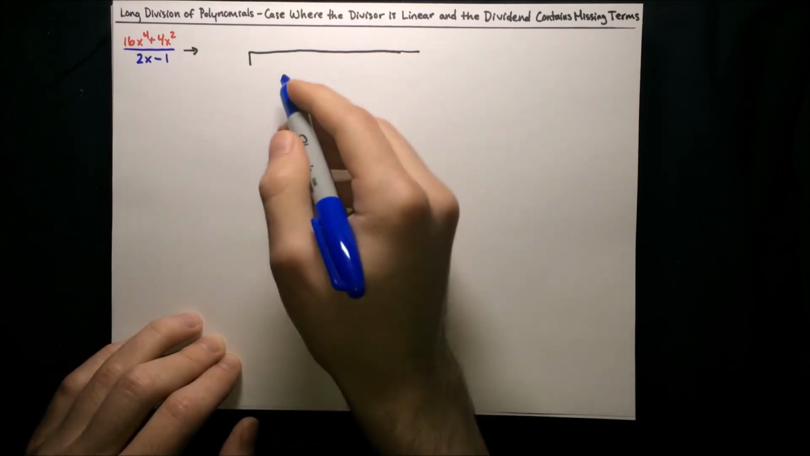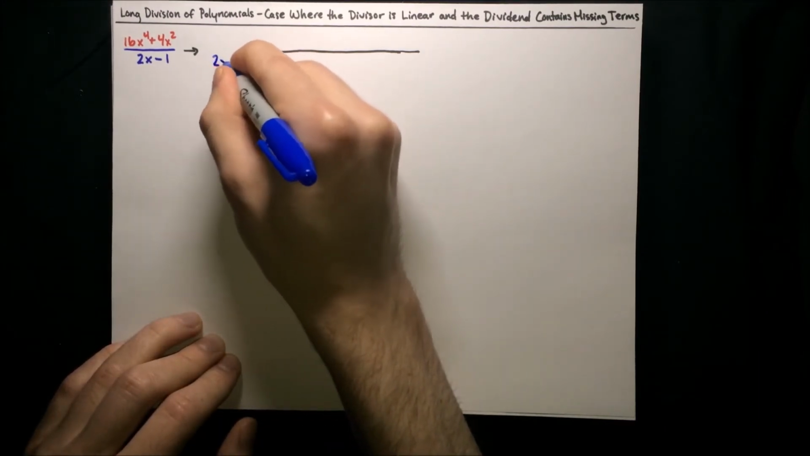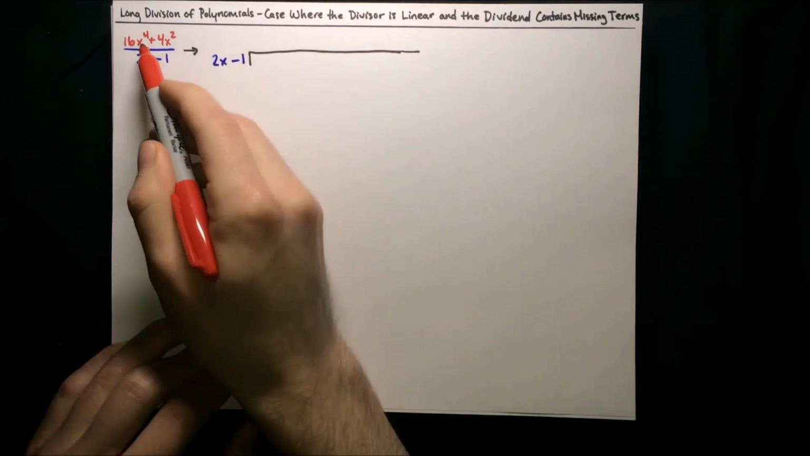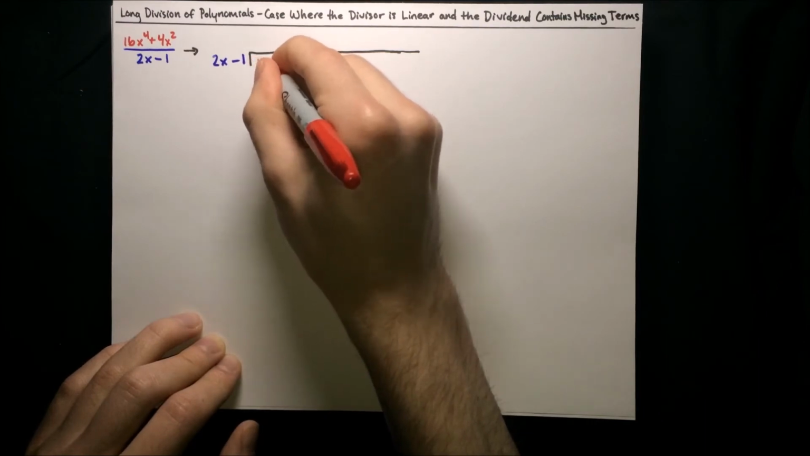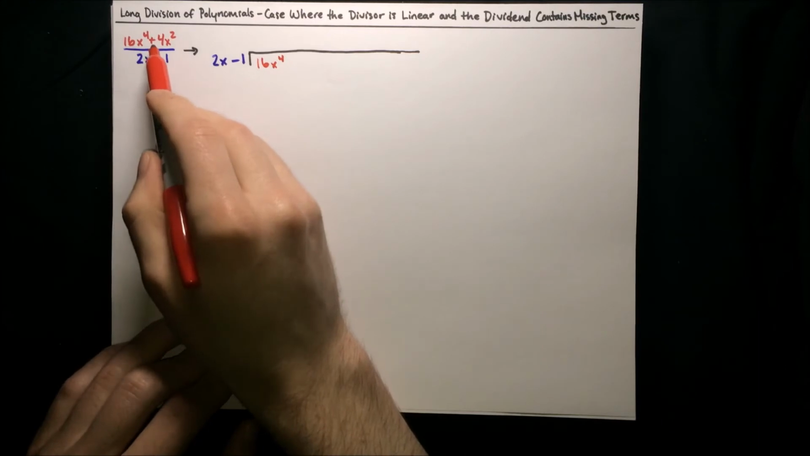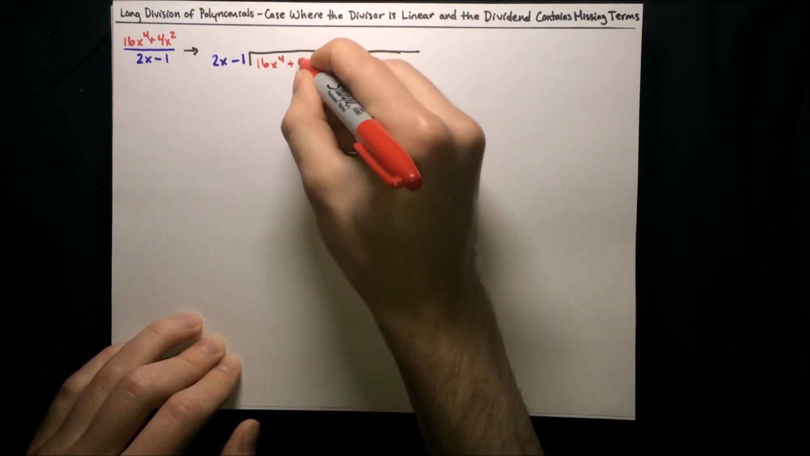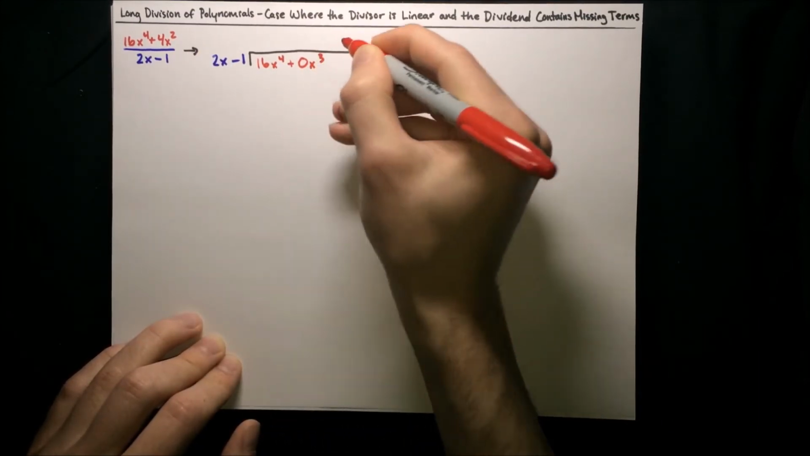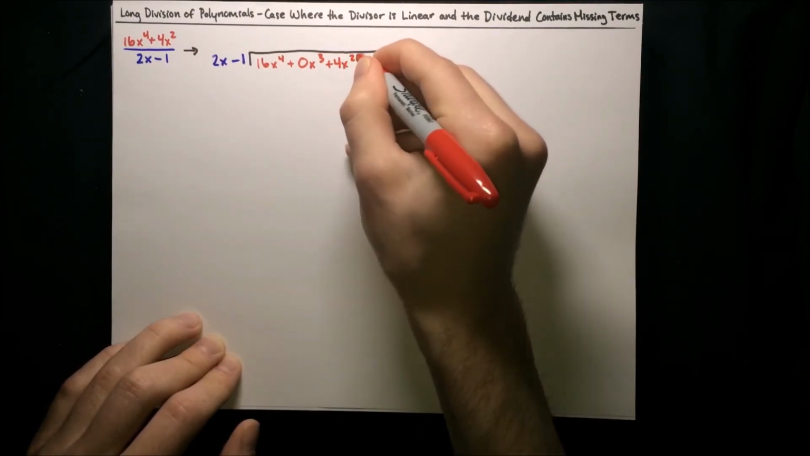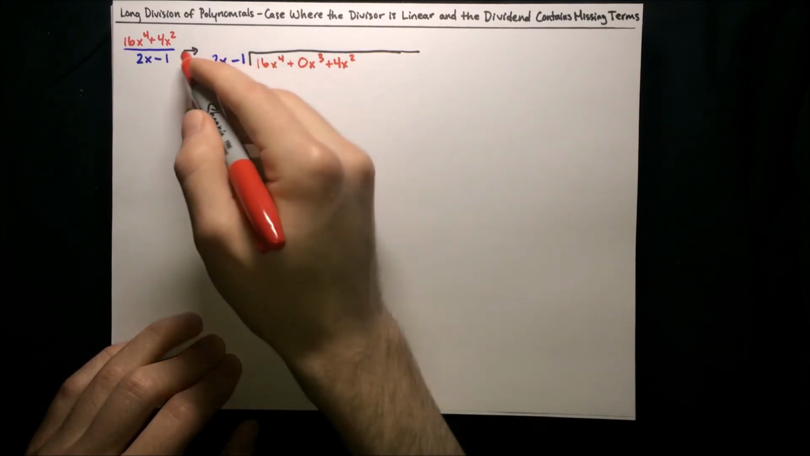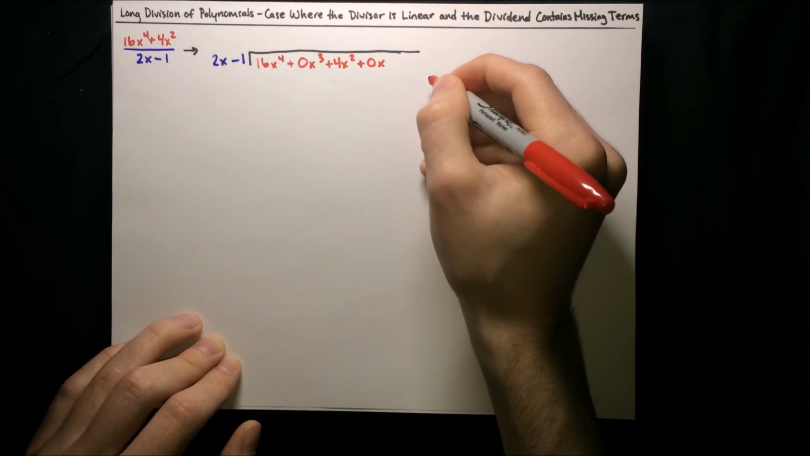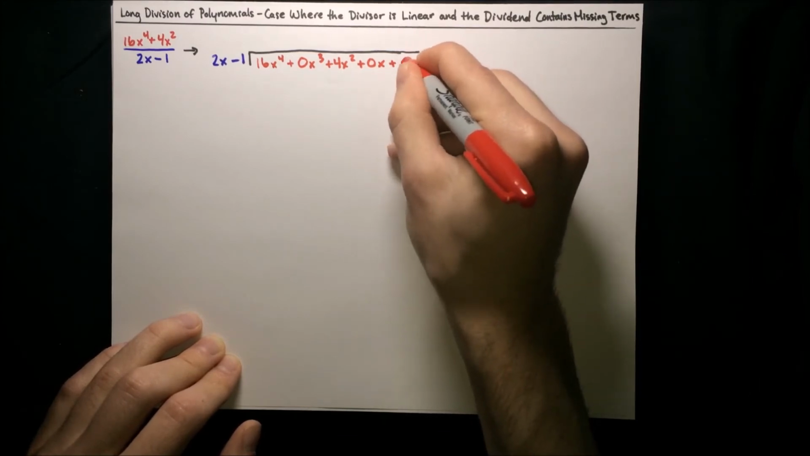So start off, put our divisor on the outside. 2x minus 1 goes on the outside. And then on the inside, we put our dividend. So start off with 16x to the fourth. And then our x to the third term is missing, so we just put a 0x to the third term. And then we've got our 4x squared. And then our x term is also missing, so we put a 0x. And our constant is also missing, so we put a 0.